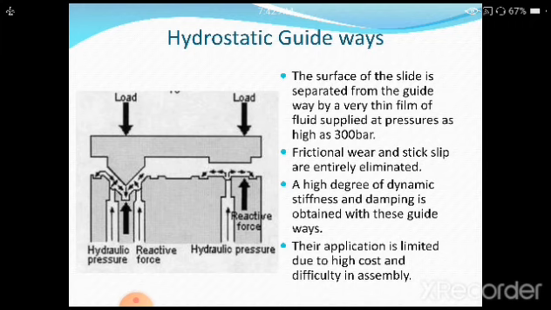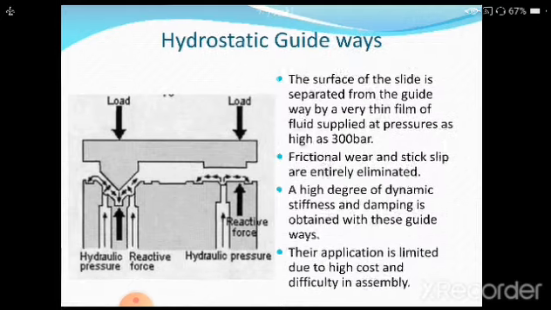As the name itself implies, hydrostatic guideways is nothing but using the application of oil pressure. That means we are going to consider the movement of the oil within the guideways for giving the movement to the moving surface of the guideway. So let us understand how this is going to be considered now. The surface of the slide is separated from the guideway by a very thin film of fluid supplied at pressures as high as 300 bar. That is the amount of pressure at which the oil is being supplied.